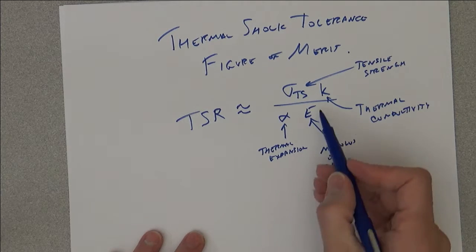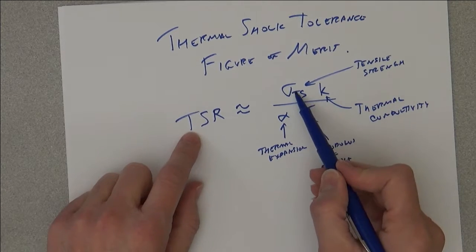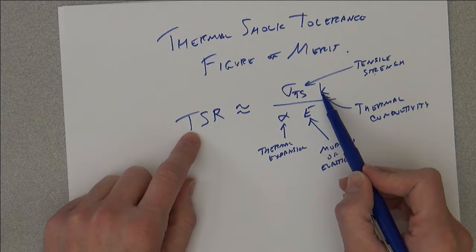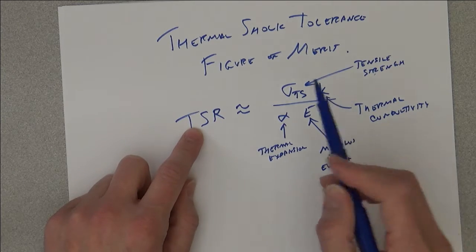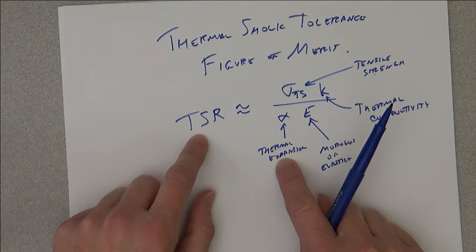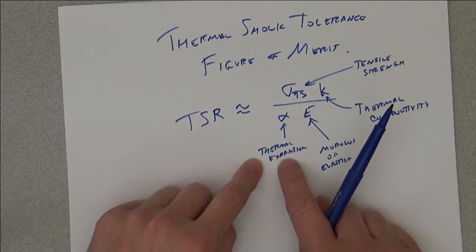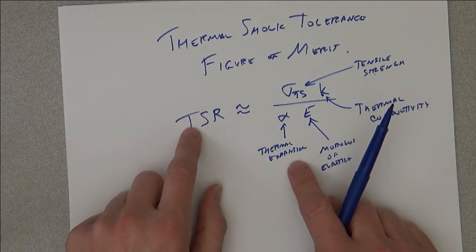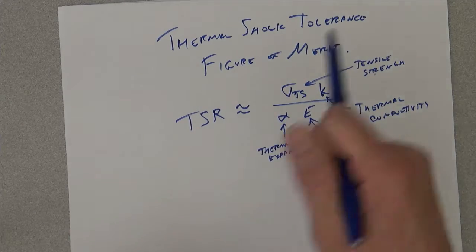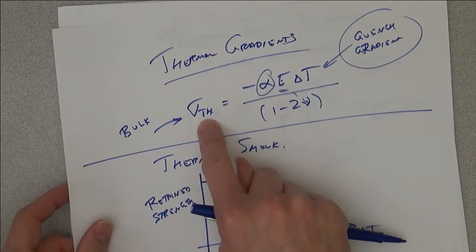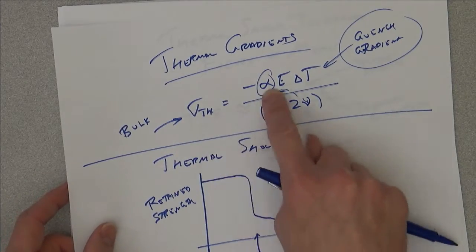You can certainly imagine that material which is stronger will have greater tolerance, greater tensile strength. Higher conductivity will give tolerance because that thermal gradient will dissipate faster. It will be inversely proportional to the thermal expansion. Materials that have a larger thermal expansion will be less tolerant because that gradient will necessarily lead to a larger thermal stress, right? Those are proportional.